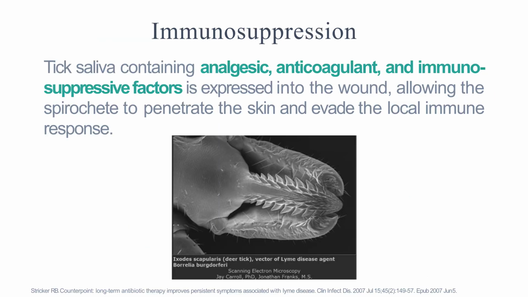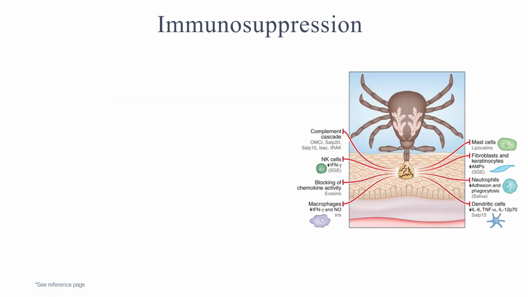So let's look at that first one, the immunosuppression. And this is a little bit of both. So it's the Borrelia and it's the tick. First of all, the tick saliva contains analgesics, anticoagulants, and immunosuppressive factors. And they're expressed into the wound. So when that tick bites you, it's allowing that spirochete to then penetrate the skin. So it has this relationship with the tick as part of its symbiotic relationship. And that helps that spirochete to evade the local immune response because of the saliva from the tick. So very, very clever how that's all happened.